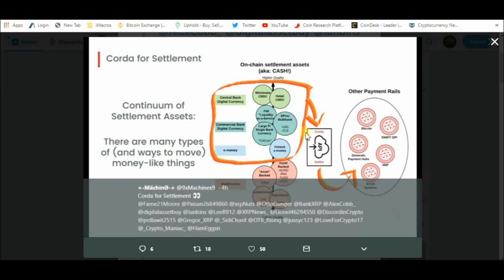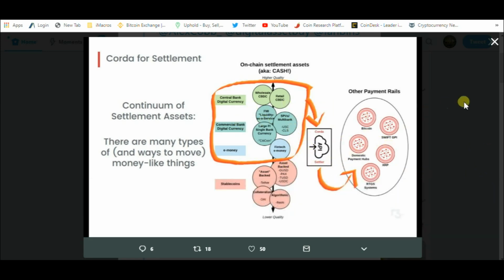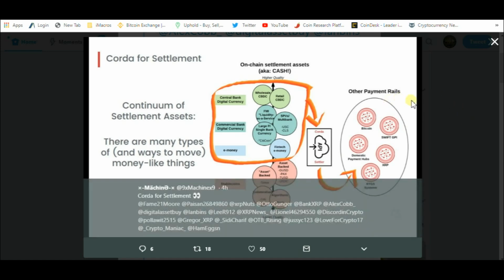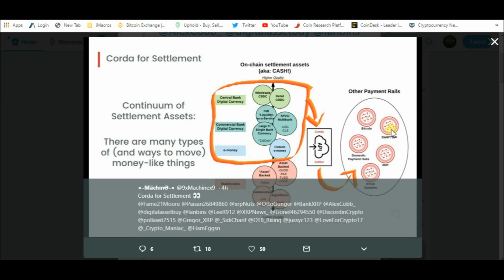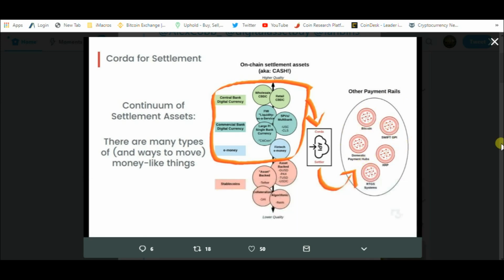But if you look here, the way XRP would connect to all of this, they're literally showing it to you through API in this chart. Other payment rails: SWIFT, GPI, Bitcoin, domestic payment hubs, RTGS systems, and XRP. Now, this is a big deal right here, because what they're showing you is that Bitcoin and XRP and SWIFT are in the mix side by side as if they're all equals.